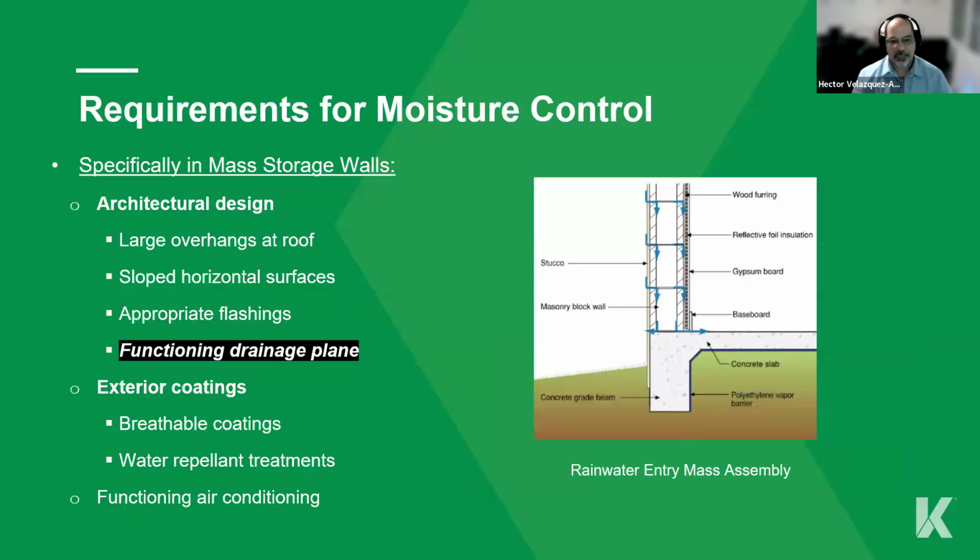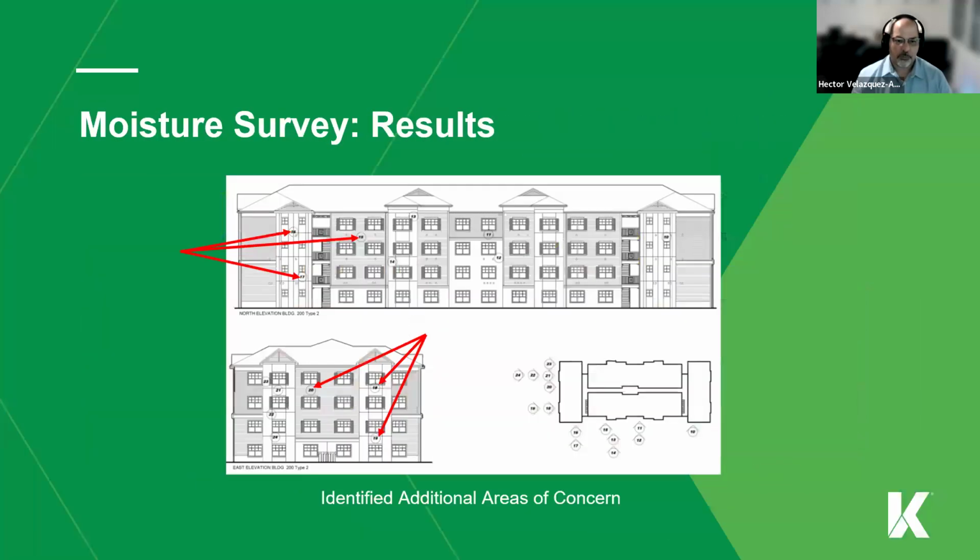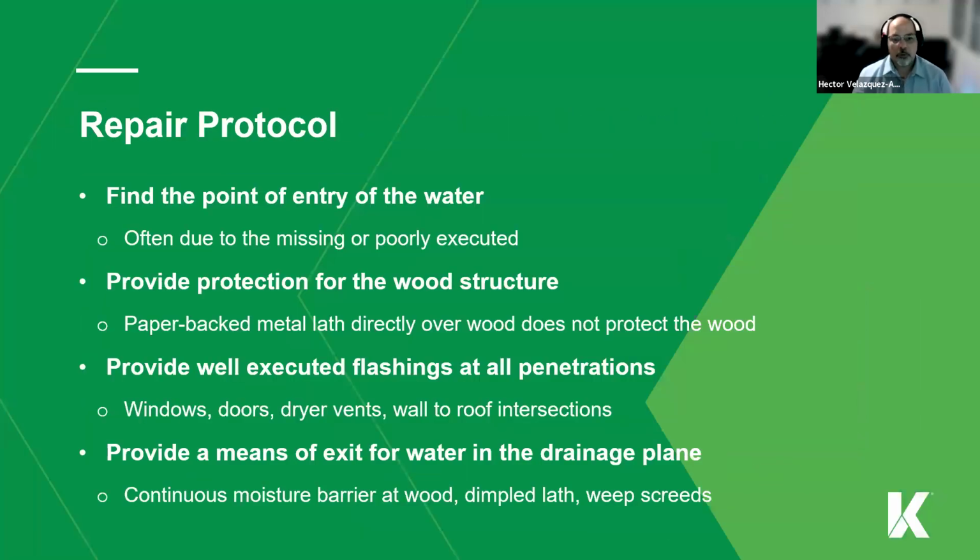My drainage plane. That's what we're really looking for. We want to keep my drainage plane intact. We want to keep it moving forward. Provide well-executed flashing on all penetrations, windows, doors, dryer vents, wall-to-roof intersections.